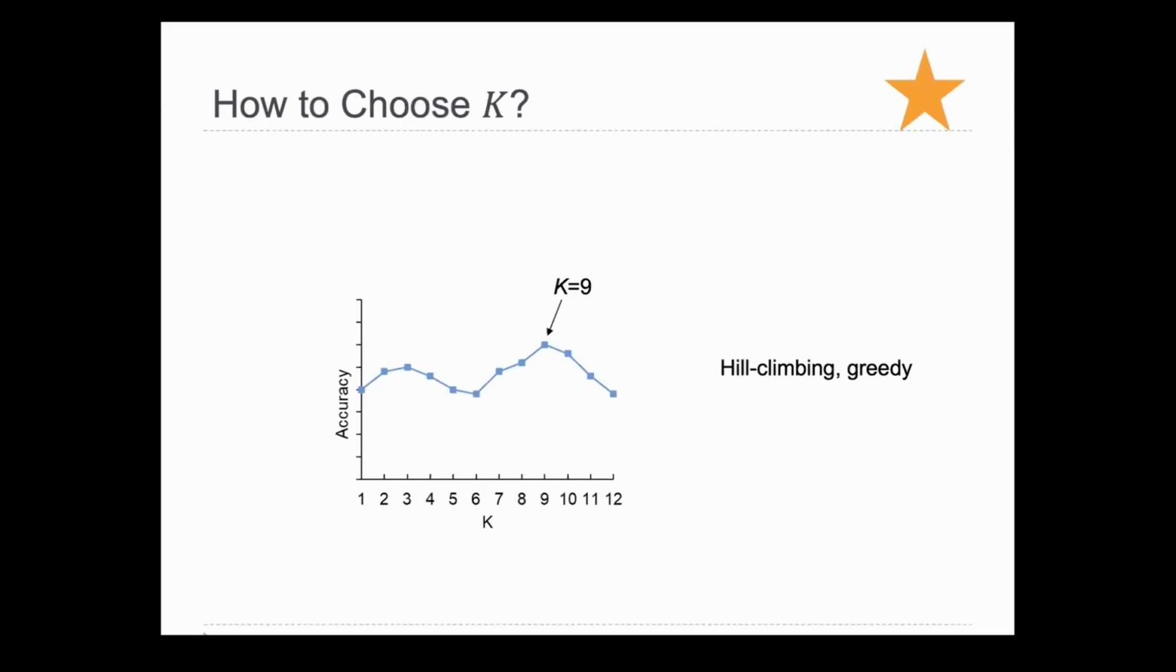One way is to look at different values, make predictions, and look at the performance, suppose accuracy. Suppose you choose k equals 1, 2, up to 12, and then you plot the accuracy. Then you see that k equals 9 gives you the best accuracy, so you will choose k equals 9. One important thing here is that this accuracy has to be measured on unseen data. You cannot do it on the data that you have already seen.